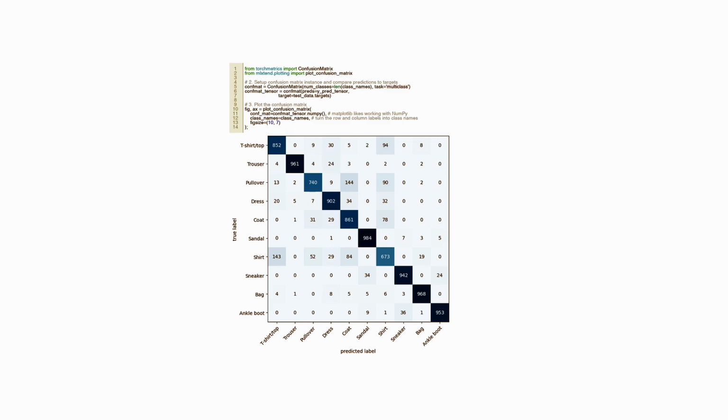This code utilizes two libraries, torchmetrics and mlxtend, to implement a confusion matrix in a computer vision task using PyTorch. First, the necessary libraries are imported.